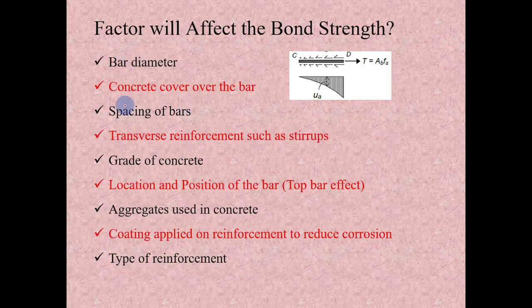These are the factors that affect bond strength. The first one is the bar diameter. Since the bond stress is non-uniform and maximum at the face of the concrete surface, the larger the bar diameter, the more the stress will be and the concrete will fail. So it is always better to have a larger number of smaller diameter bars rather than a smaller number of larger diameter bars.